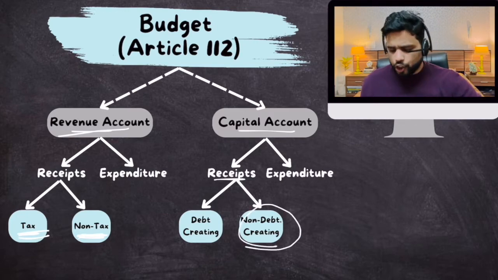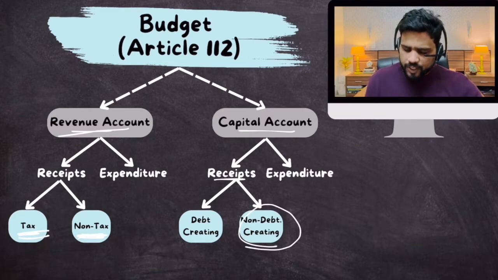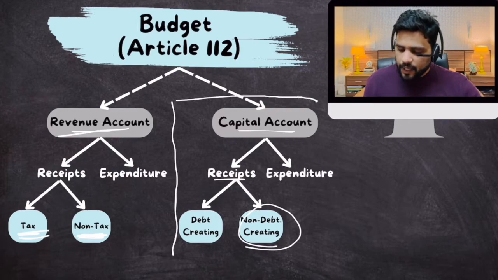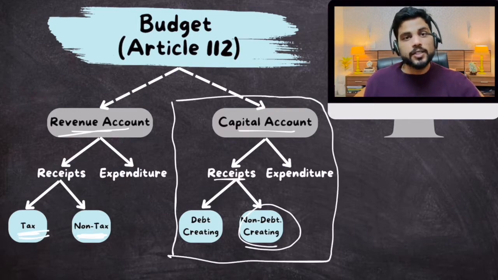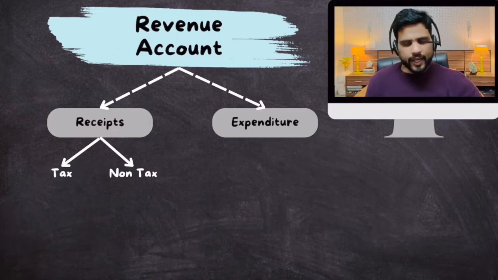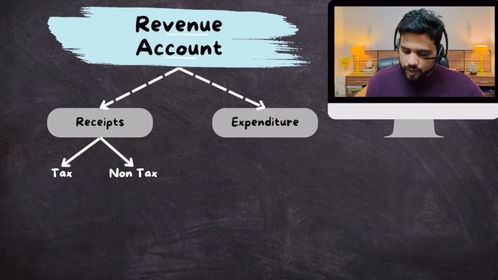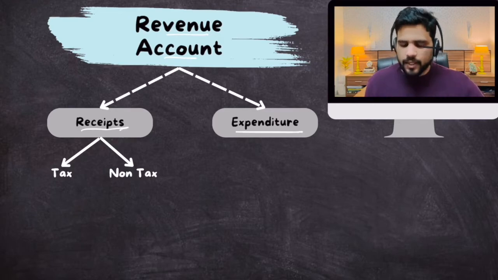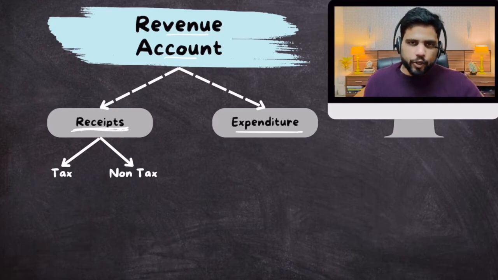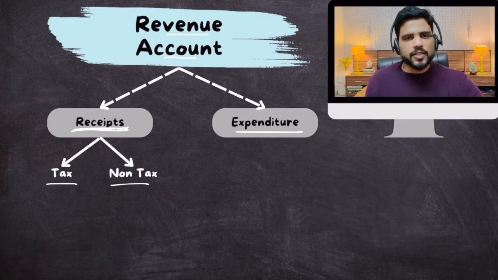So let's quickly shift to revenue account. First we'll talk about revenue account, and when we talk about capital account, I'll explain what is the difference between the two. So let's first talk about revenue account. Revenue account has receipts, and revenue account has expenditure. Now all these receipts are divided into two parts: tax receipts and non-tax receipts.